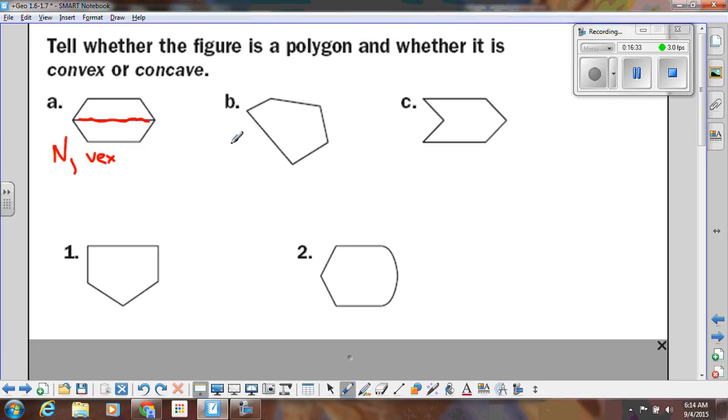Alright, let's go to this next one, B. Is this a polygon? Yes, it's a polygon. And it is convex. This one over here, is it a polygon? Yes. And do you see how this kind of caves in on itself? So that would cross that line, so that means it's concave.